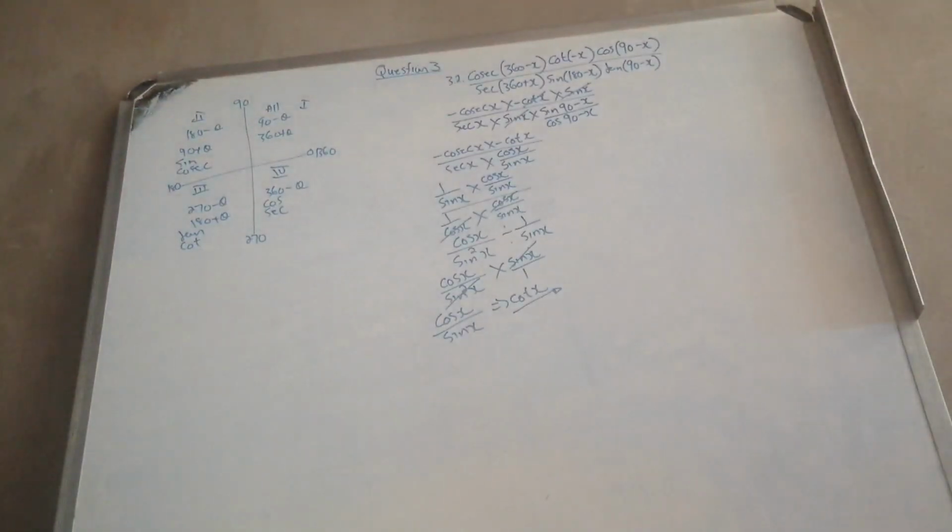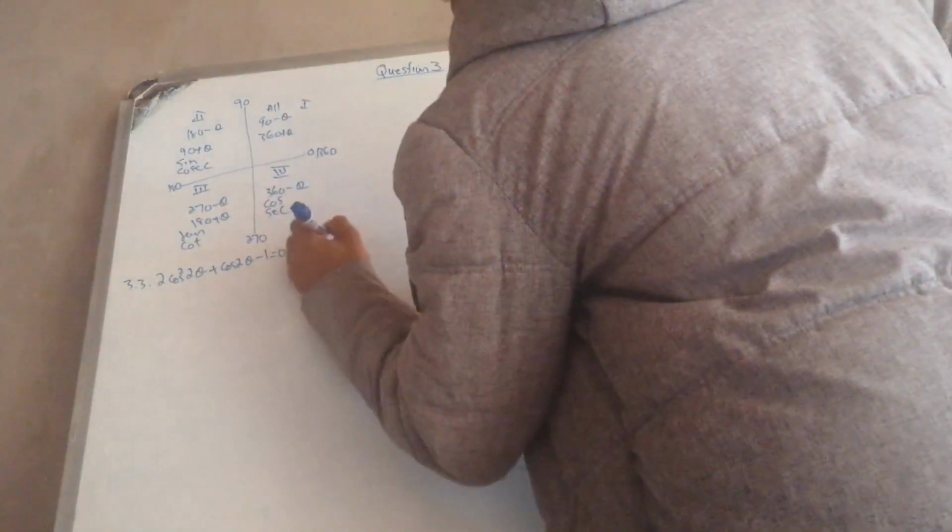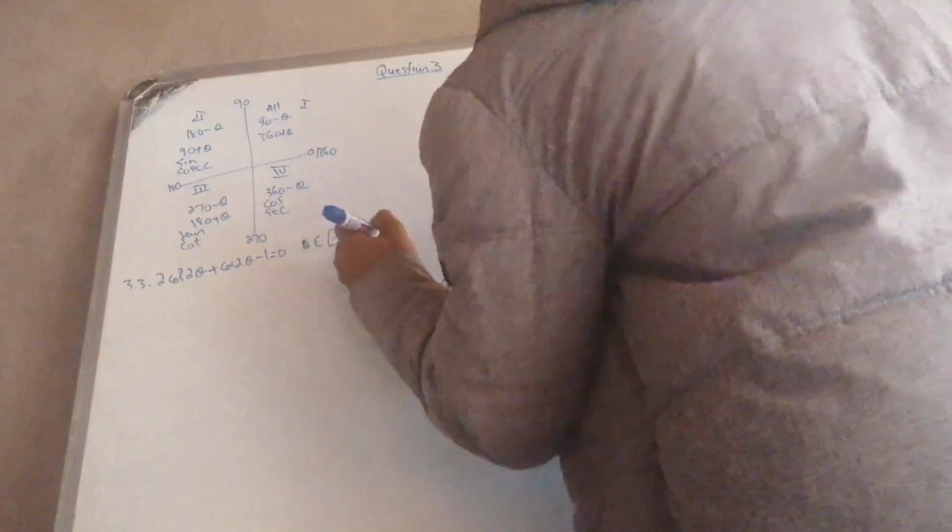Right, now let's go to 3.3. And in 3.3, they say to us, solve for theta if 2 cos squared 2 theta plus cos 2 theta minus 1 equals 0, and they say that theta should be an element between minus 180 and 180, where both minus 180 and 180 are inclusive.